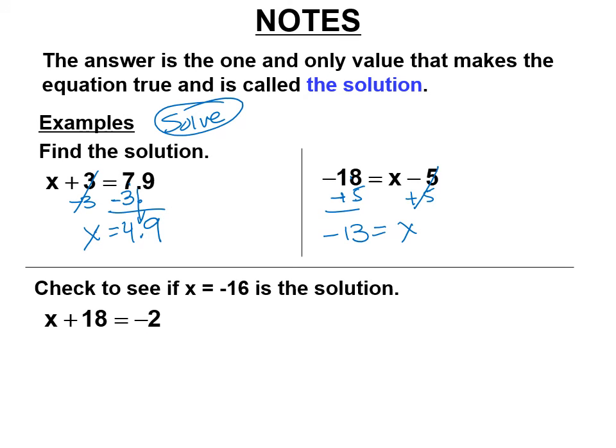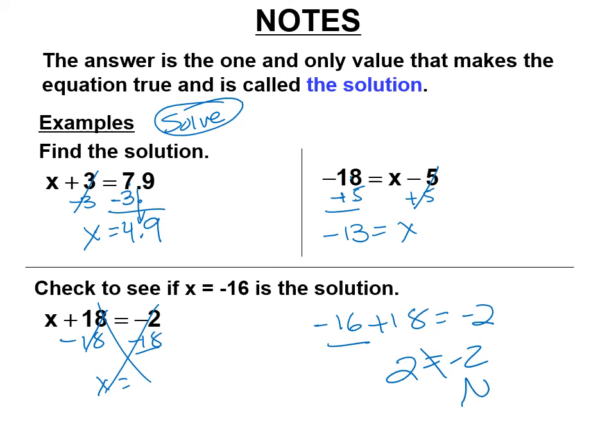Here you're going to check to see if x equals negative 16 is the solution. Now you could do this two ways. You could subtract 18 from both sides and see if the answer is, but what I'm really asking here is negative 16 plus 18, is that equal to negative 2? No, it's equal to positive 2. So no, this is not the solution. There is only one number that makes it true, and negative 16 was not it. Okay. It was negative 20. Negative 2 minus 18, same as negative 2 plus negative 18.